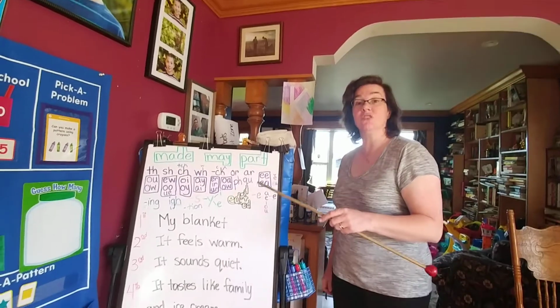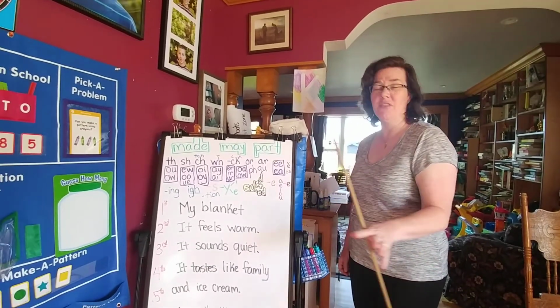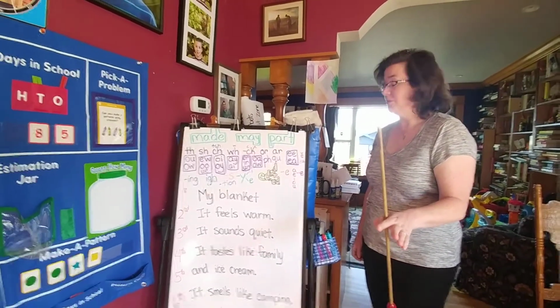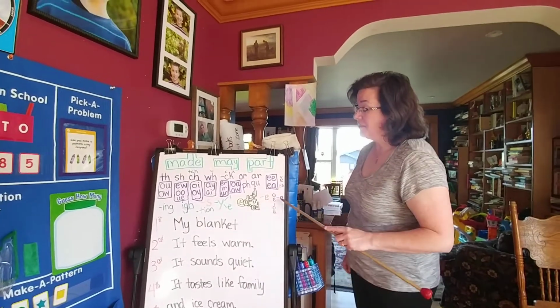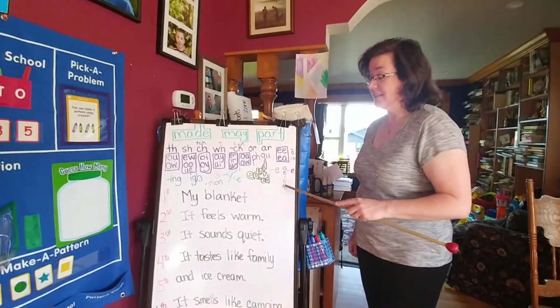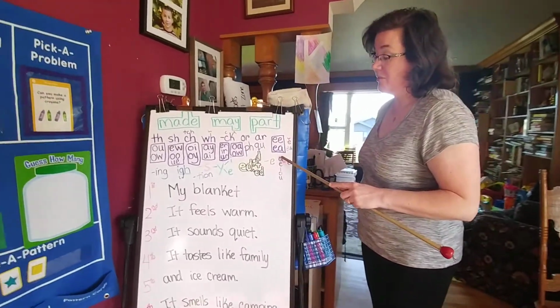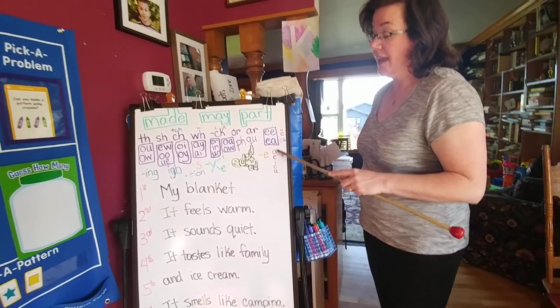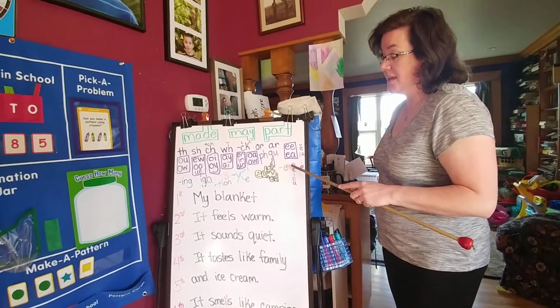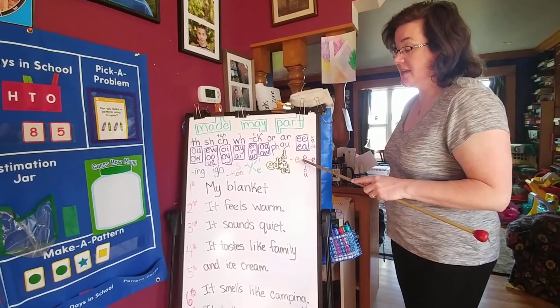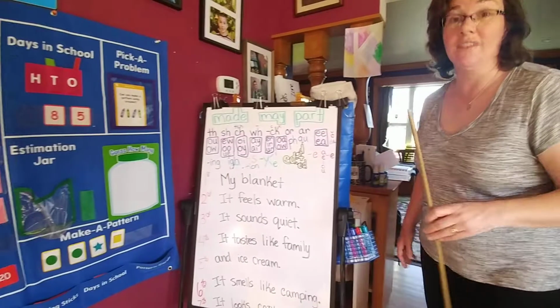Wonky E just shows up at the end of a word and does nothing. It's just there to confuse you, to make you kind of go, what? But the silent E makes the middle vowel say its name, and the E is silent. Okay? Let's say the names of these vowels. A, E, I, O, U, A, E, I, O, U. These are the vowels of the alphabet.